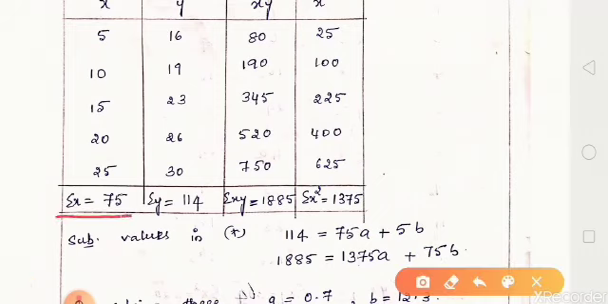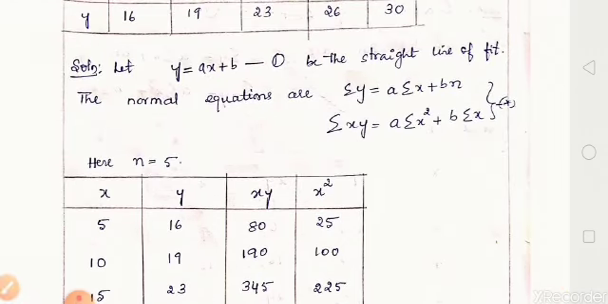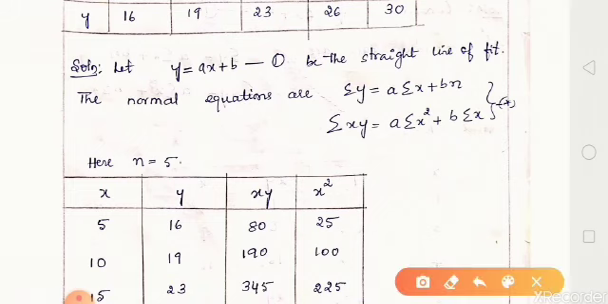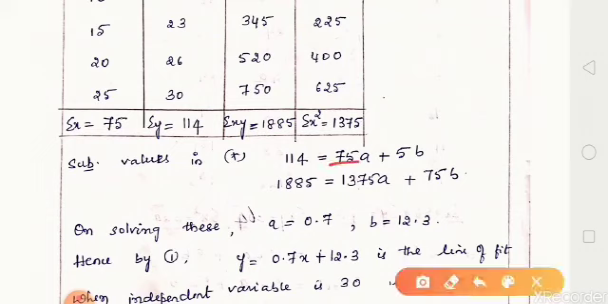Here, summation x equal to 75, summation y equal to 114, summation xy equal to 1885, and summation x square equal to 1375. The next work is we have to substitute these in equation star. When we substitute this in equation star, we will get normal equations as 75a plus 5b equal to 114, 1375a plus 75b equal to 1885. Now we have to solve this using the calculator.